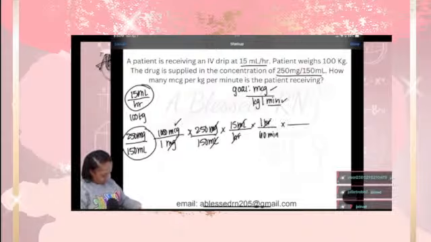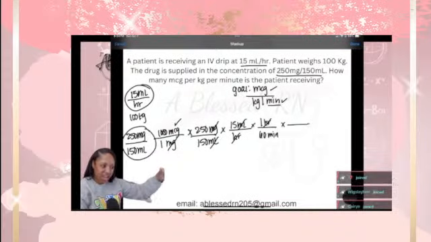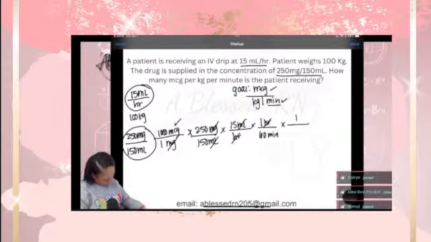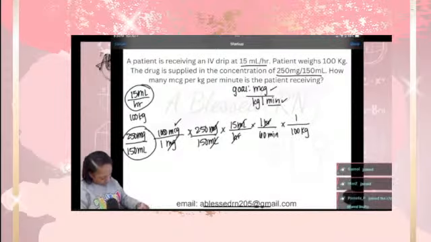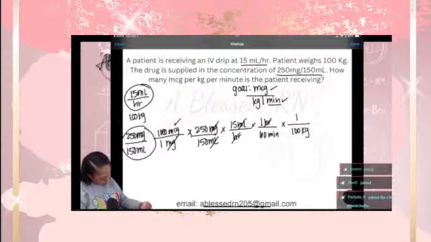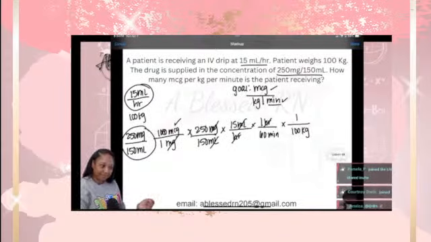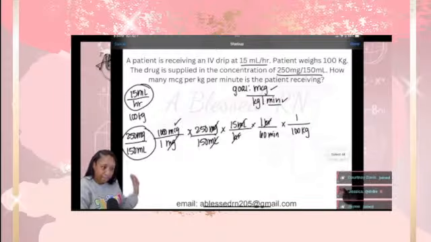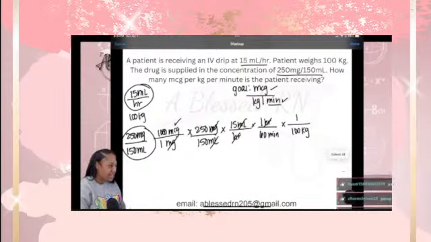Next, we've got kilograms that has to go on there. You remember how on the regular problems, we'll put our weight and we'll put 1 on the bottom. This time we're going to flip it and put that 1 on the top. So we'll do 1 over 100 kgs. And now you have microgram per kilogram per minute. Boom. Easy peasy lemon squeezy.